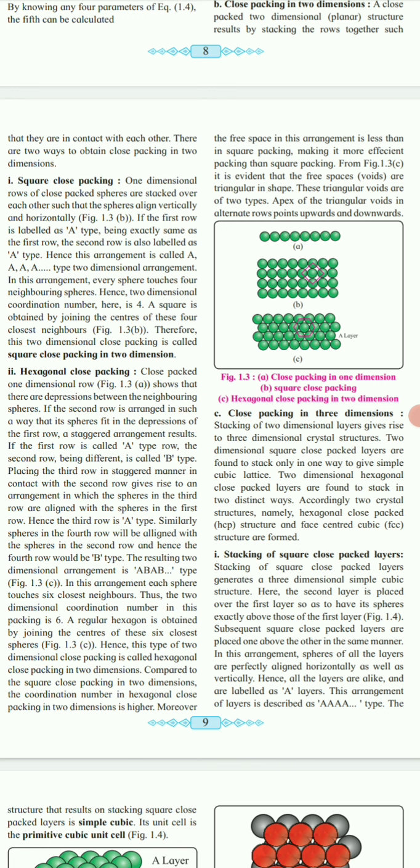C. Close packing in three dimensions. Stacking of the two-dimensional layers gives rise to three-dimensional crystal structures. Two-dimensional square close packed layers are found to stack in only one way to give a simple cubic lattice. Two-dimensional hexagonal close packed layers are found to stack in two distinct ways. Accordingly, two crystal structures, namely hexagonal close packed HCP structure and face centered cubic FCC structure, are formed.